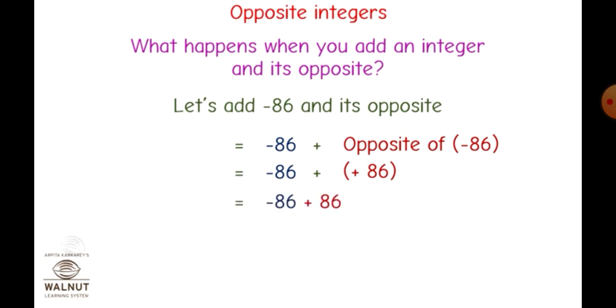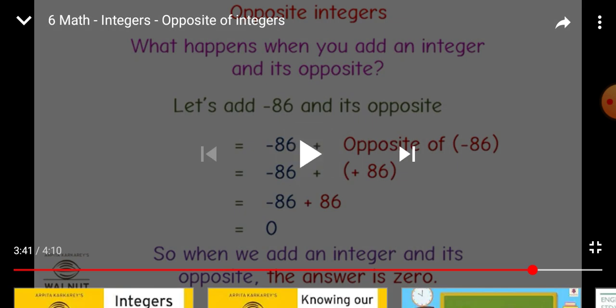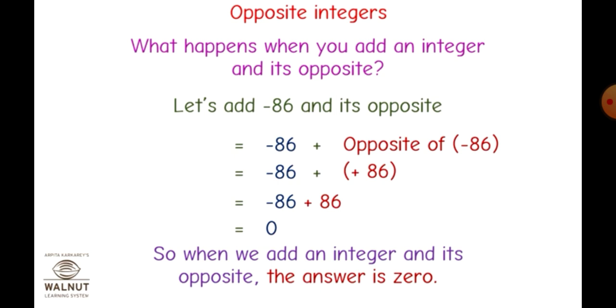Children, it doesn't matter whether it is a positive sign or a negative sign. If one is positive and the other is negative, they both cancel each other and we get the answer as 0. So when we are adding an integer and its opposite, the answer is always 0. Now children, remember, when you are adding the opposite number, make sure that both the numbers are the same.